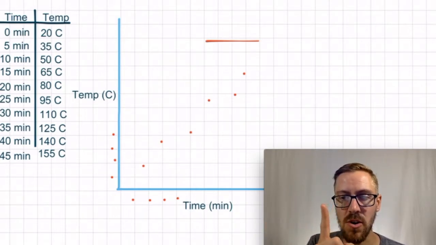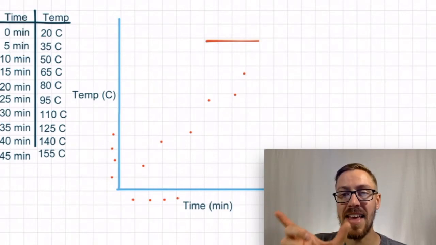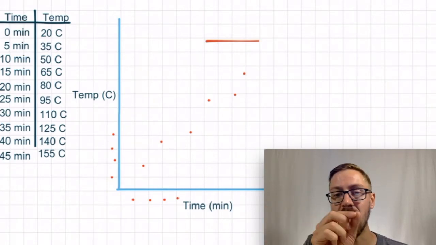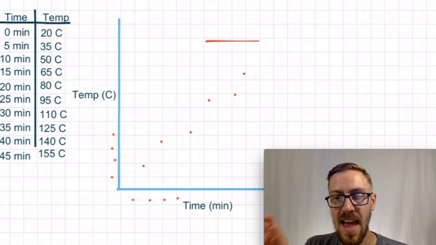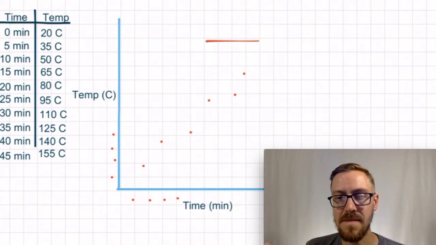Make sure your scale along the side stays the same. If you start by 5s, keep going by 5s. If you start by 10s, keep going by 10s. Don't change what every box represents.